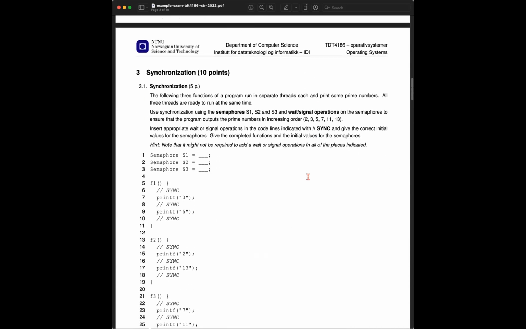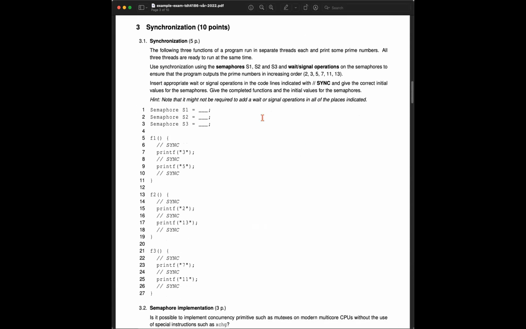We have typical synchronization questions here. Here we have an example of a piece of code where you're expected to fill in missing things, like essentially typical semaphore operations and also initial values of semaphores. So essentially you're expected to fill in something at the commented parts here.